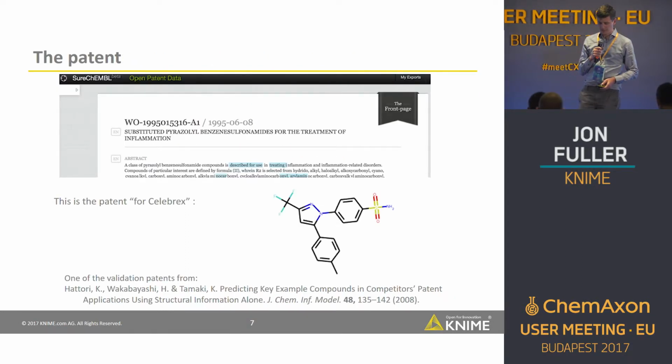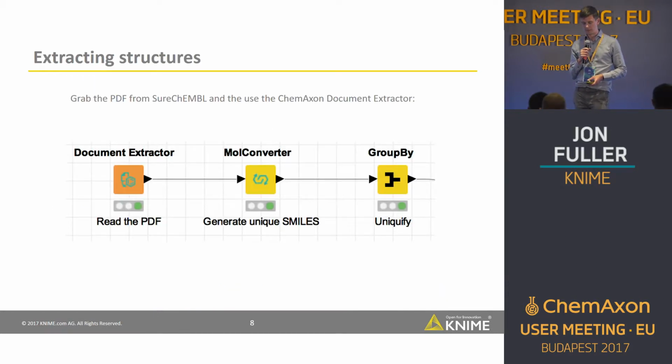For this particular example, we're going to take Celebrex, and we're going to use the KNIME nodes from ChemAxon and Infocom. Here we're basically going to use the document extractor to read the PDF file. We're then going to pull out all of those compounds, generate the SMILES, and pick out the unique compounds. So it's a pretty simple workflow in some senses.